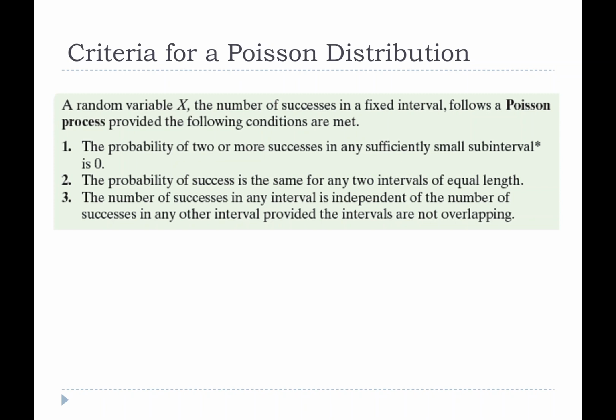The probability of 2 or more successes in any sufficiently small subinterval is 0. The probability of success is the same for any two intervals of equal length. So you can't have a changing value if you have a small interval. And so for instance, the probability doesn't change from time A to time B. It's always the same probability. And the number of successes in any interval is independent of the number of successes in any other interval, provided the intervals are not overlapping.